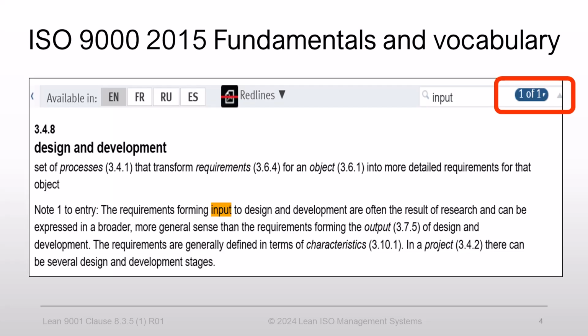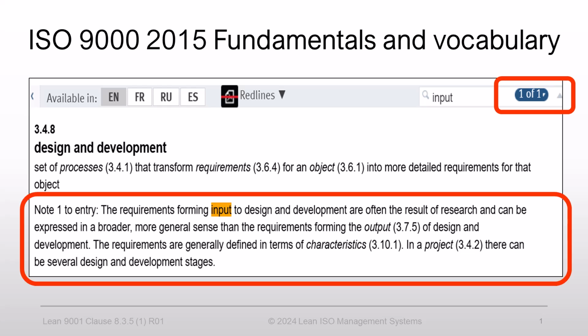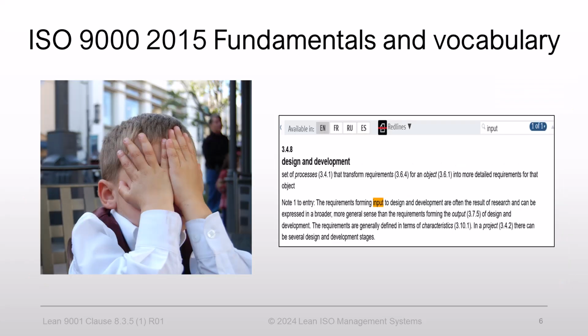Puzzling, but ISO 9000-2015 fundamentals and vocabulary mention the term input just once, and even that one only in the notes. Element 348, Note 1 to entry states, the requirements forming the input to design and development are often the result of research and can be expressed in a broader, more general sense than the requirements forming the output of design and development. The requirements are generally defined in terms of characteristics. Did you get that? I did not. This gibberish, after my decades in design, makes little sense to me.